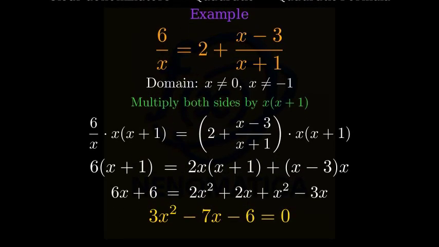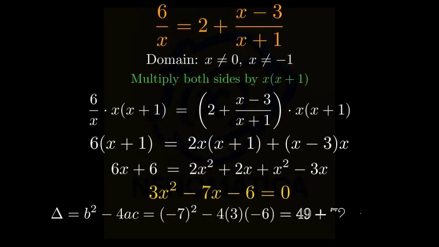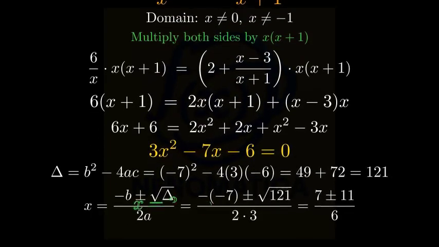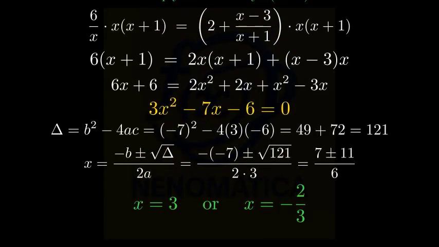Compute the discriminant delta equals b squared minus 4ac. Here a is 3, b is -7, and c is -6. Delta equals 121. Apply the quadratic formula x equals -b plus or minus the square root of delta over 2a. That yields x equals 7 plus or minus 11 over 6.